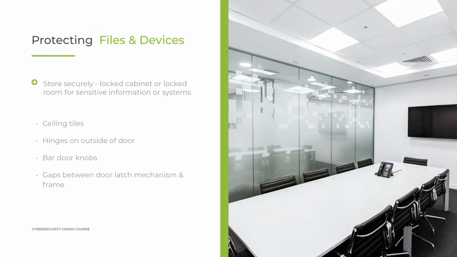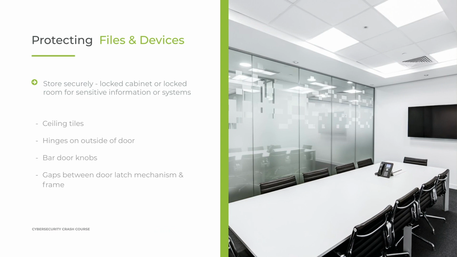So how can you protect files and devices inside of your organization? For files, you could store them securely in a locked cabinet or a locked room that is dedicated for sensitive information or systems. And the reason you want a dedicated room is if you have people going in and out of this room, it is less likely that you would notice someone going in for a malicious purpose than if they were going in for a noble purpose. So having a dedicated room with only certain people allowed to enter it means that when someone goes in there, you're going to take notice, and someone that shouldn't be in there is going to stand out a lot.